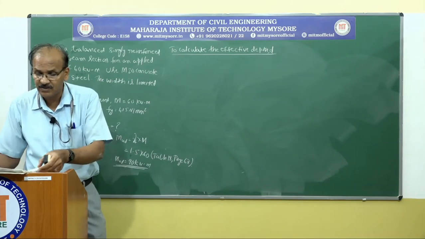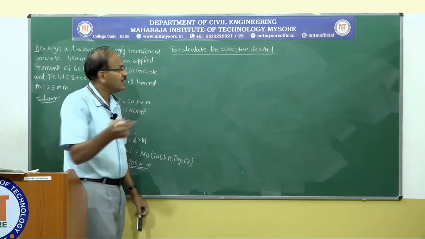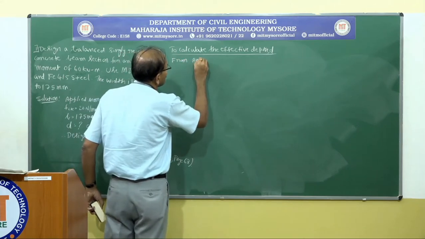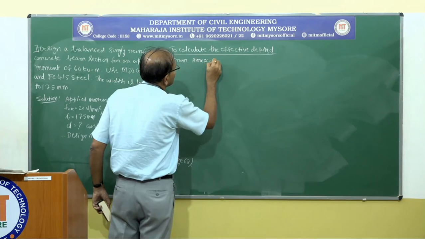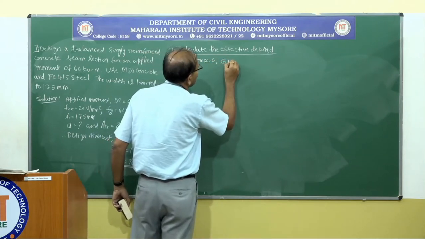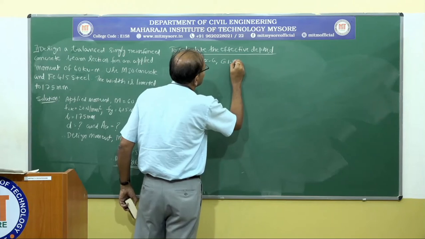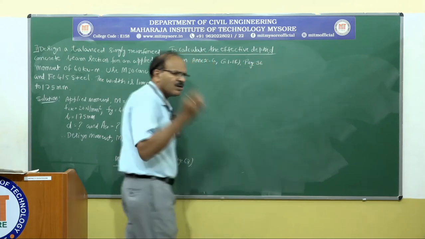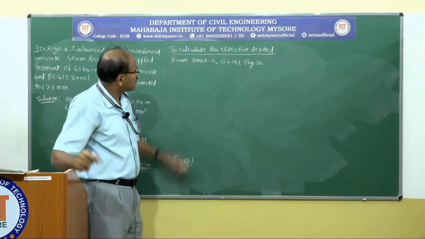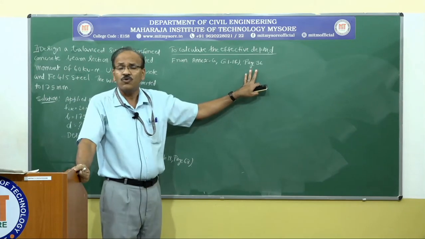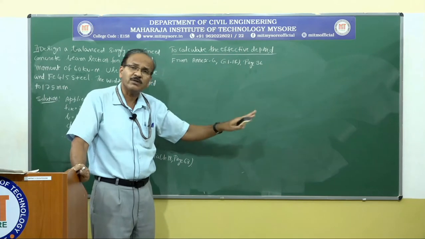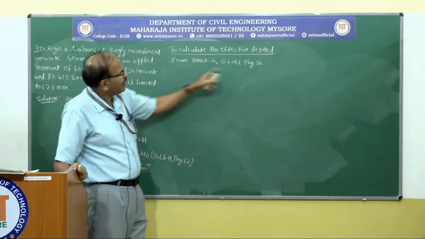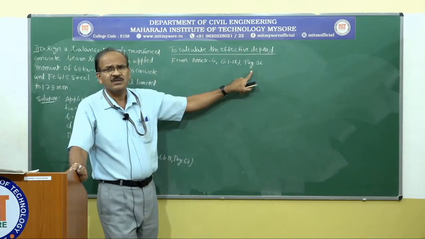If you open page number 96, so for a balanced section, from Annex G, G 1.1c, page 96. See, if you are writing an examination, you don't have to write all these things. No need. You can directly start solving the problem by picking up the appropriate formulas from the code book. Okay, I'm only writing this for your reference, nothing else.